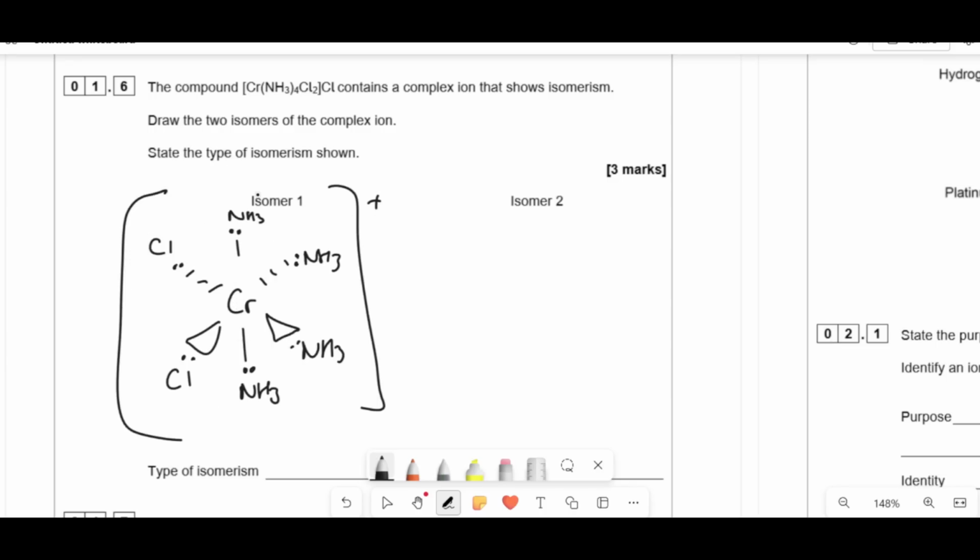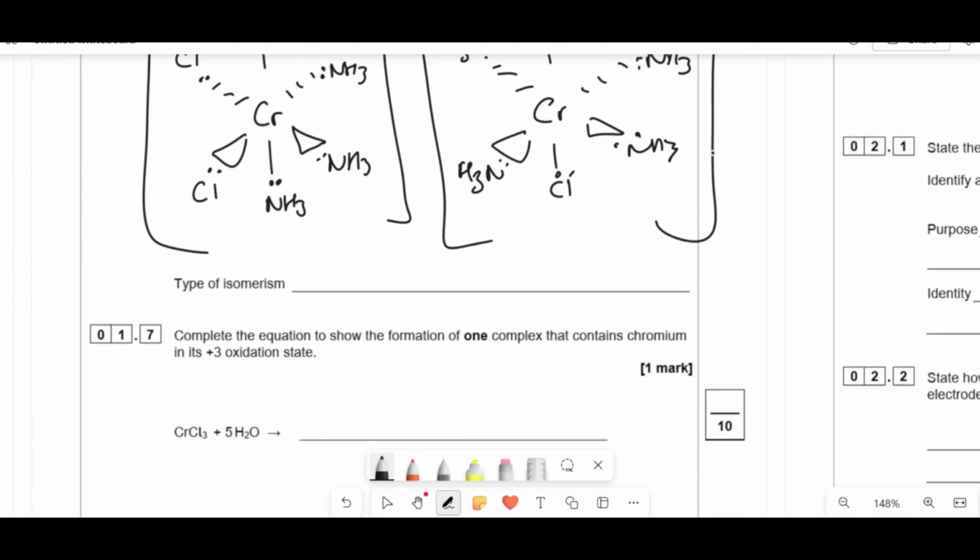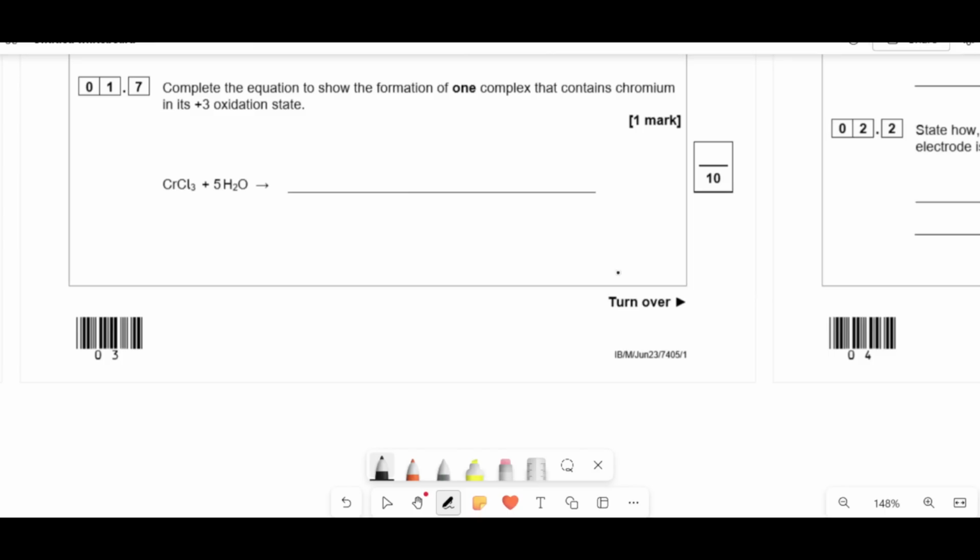Now we need to put them on opposite sides. So I just draw the same thing, Cr, and then I've got the Cl here, a Cl there, and NH3 here, NH3 there, and H3N here, and H3N there. And then I just put the brackets around that, boom. What type of isomerism is it? Well, it's cis-trans, boom.